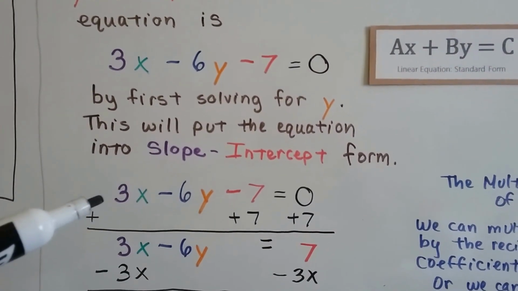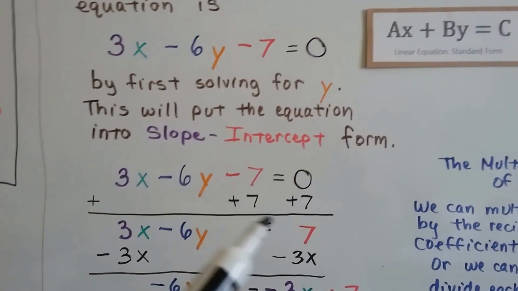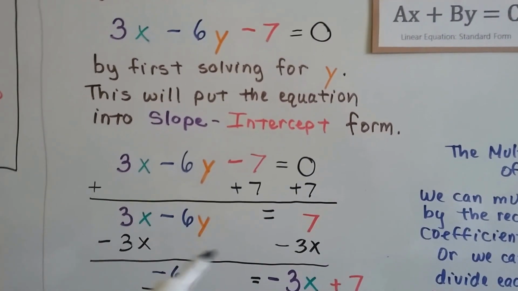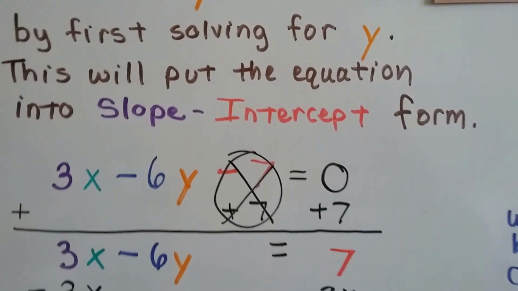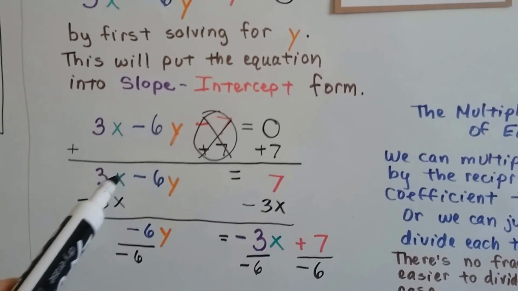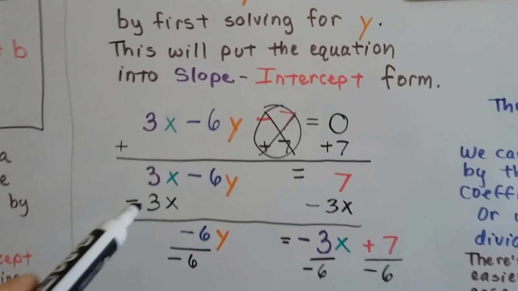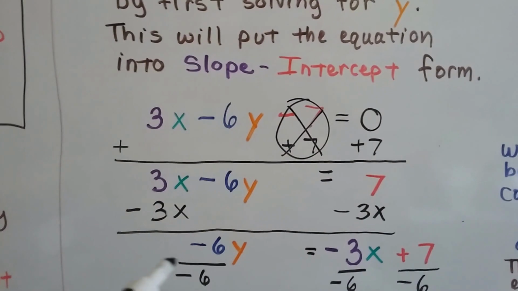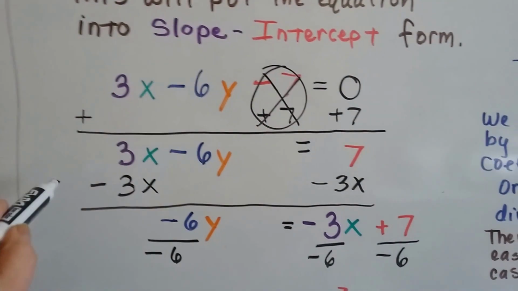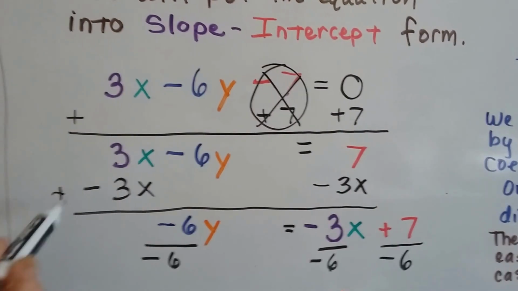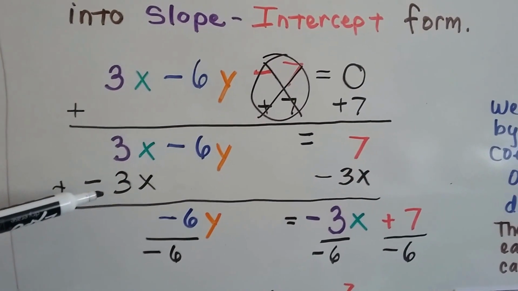So here's the equation, 3x minus 6y minus 7 equals 0. We're going to add a 7 to each side, and it's going to create a 0 pair right here, right? It's going to get rid of this. He's gone. And now we've got 3x minus 6y equals 7. We still need to isolate this y, so we can add a -3x to each side. You can look at it as subtracting the 3x or adding a -3x. It's the same thing. And positive 3x, take away 3x.